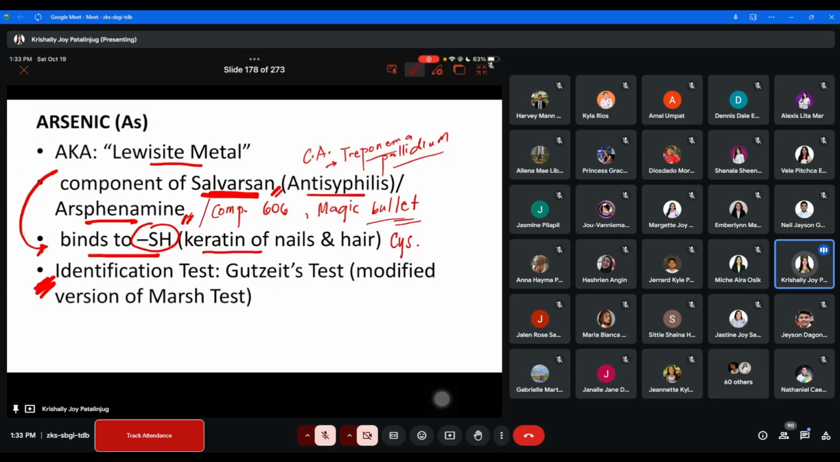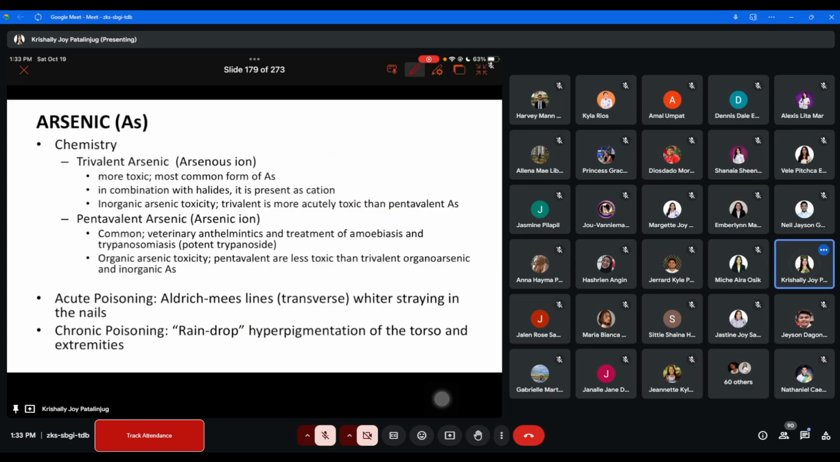So, medyo dagan-dagan na, no? Atong na-mention na qualitative analysis for certain elements mula doon kay nitrate, nitrite. Okay, then ito, arsenic Gutzeit test. Yung positive result nito is forming orange to brownish yellow. Okay, na positive coloration.